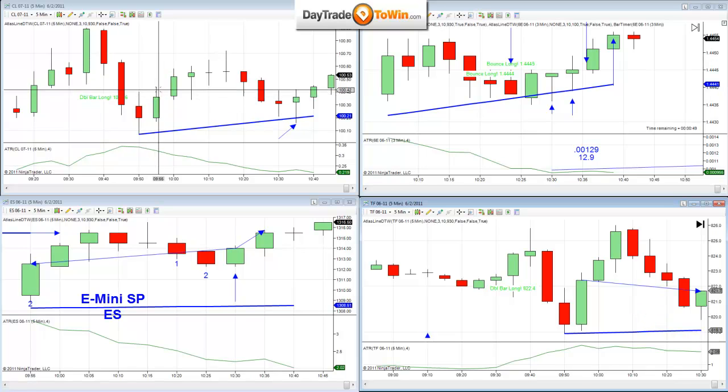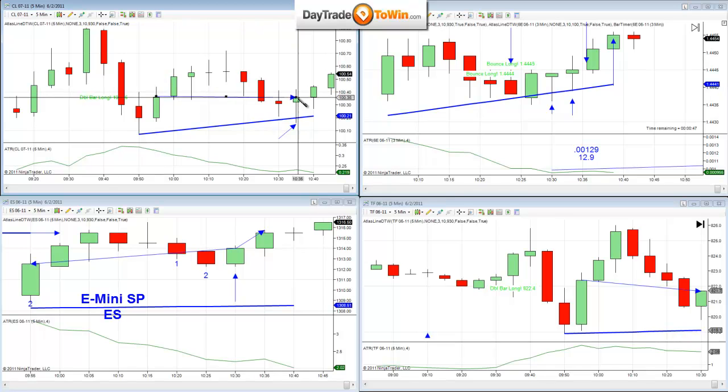This is actually even here on the crude oil. It's exactly the same. Right there. All right, very good.